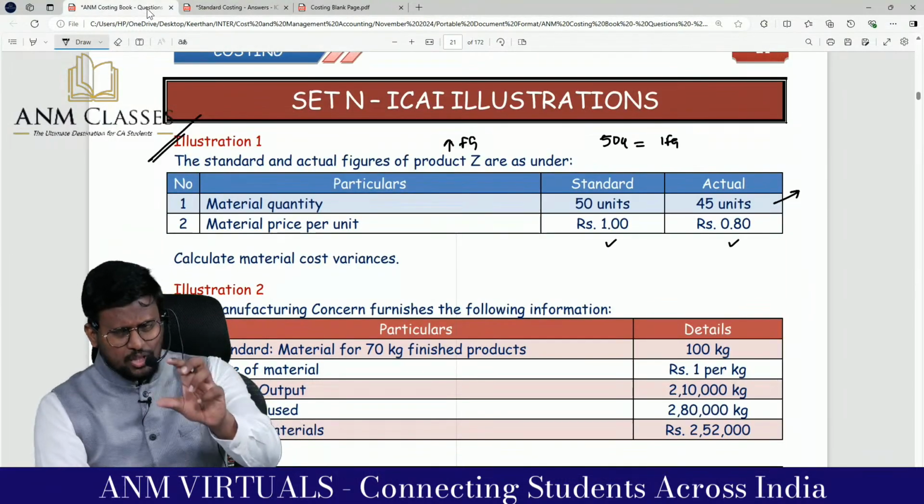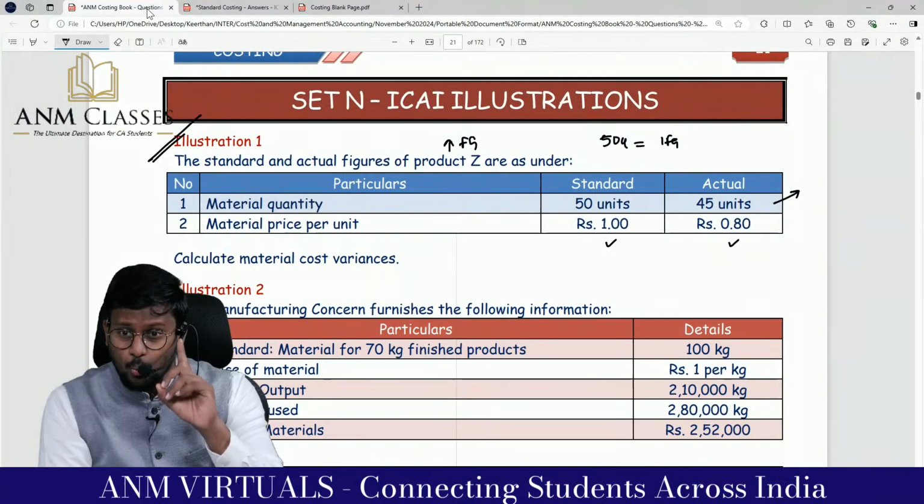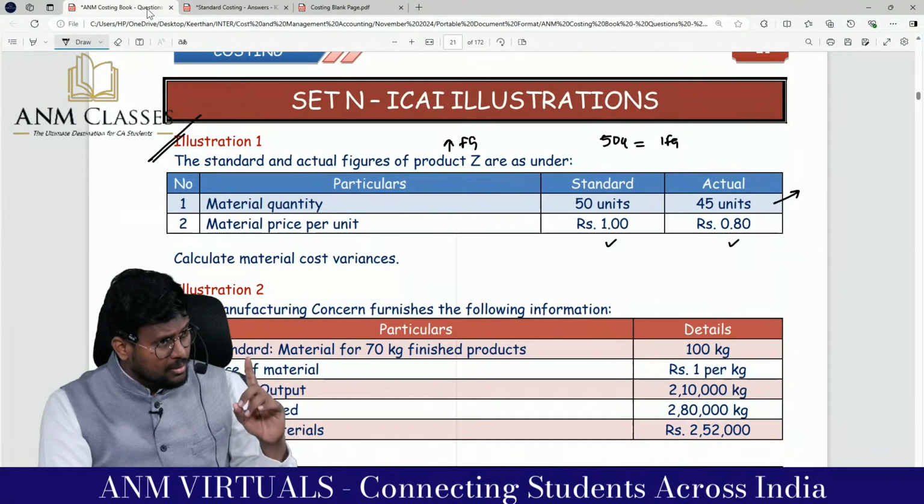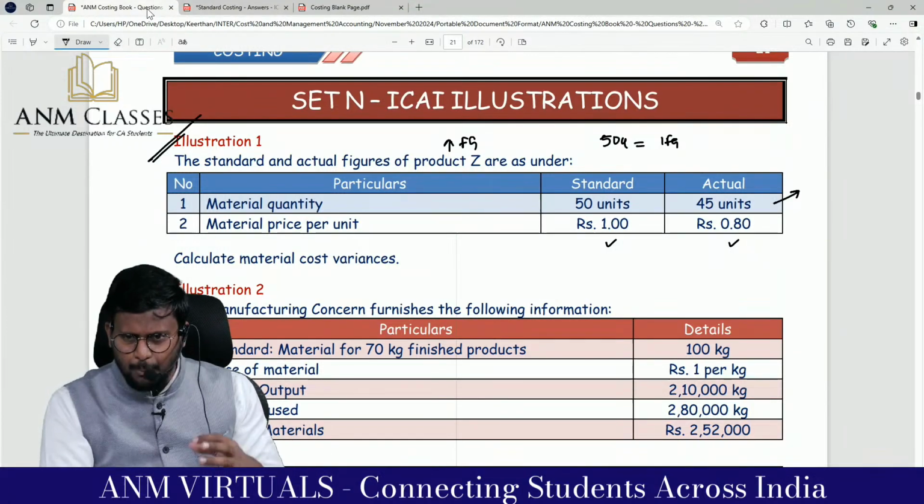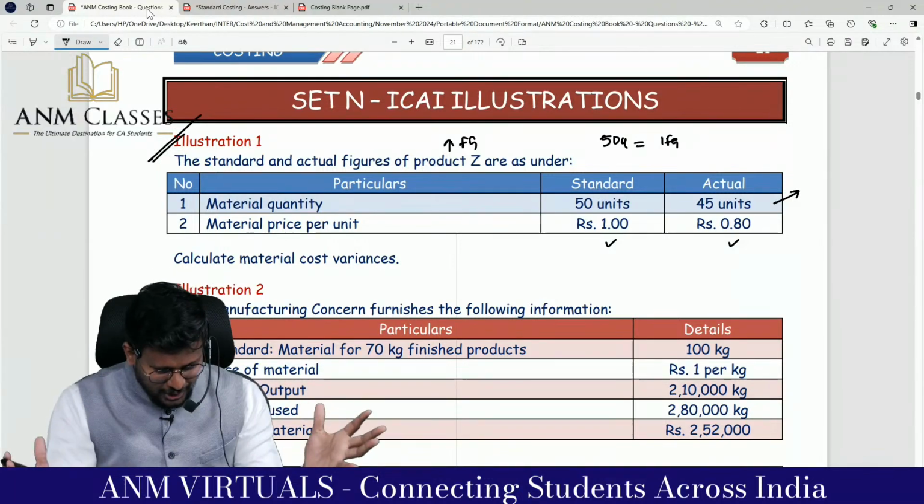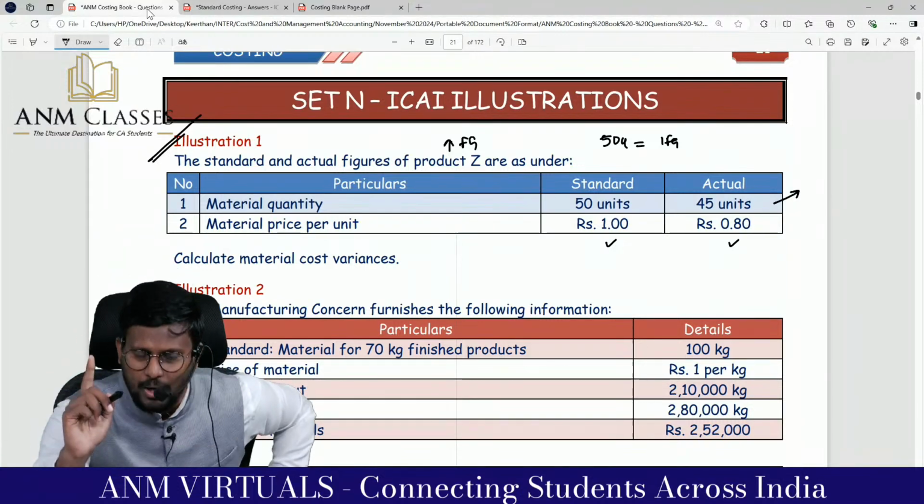So the crux of question number 1: we are calculating the variance for one finished goods. That is what you are supposed to understand from the question. After reading the question, you should not feel that the question is incomplete. Question is complete, but that is with regard to one finished goods.